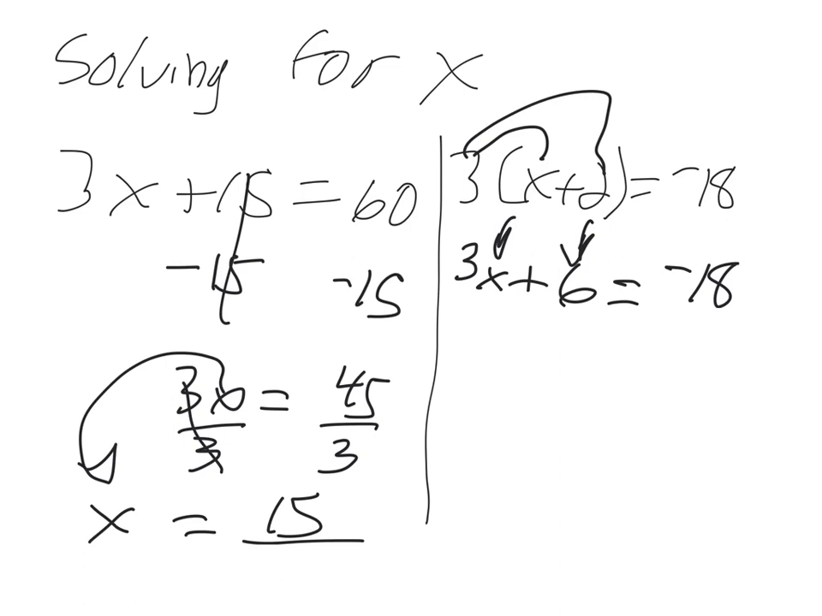And again, we're doing the opposites. Because we have a plus 6 here, the opposite is a minus 6. And because it's an equation, if I do it to this side, I have to do it to this side. So we're going to do a minus 6. That crosses out. Bring my 3x down here. Minus 18 minus 6.